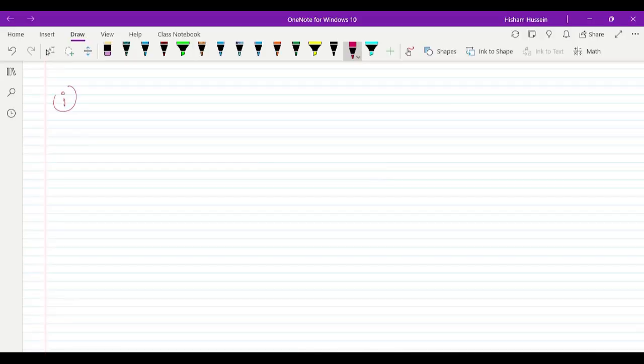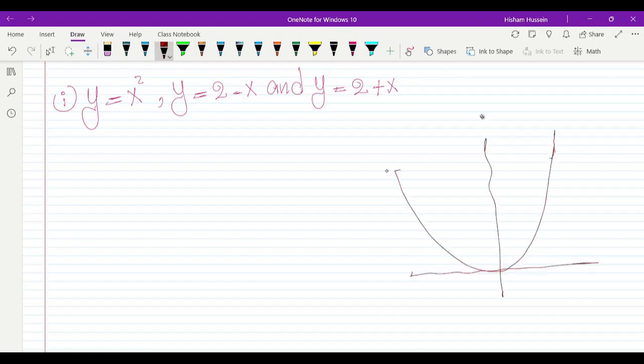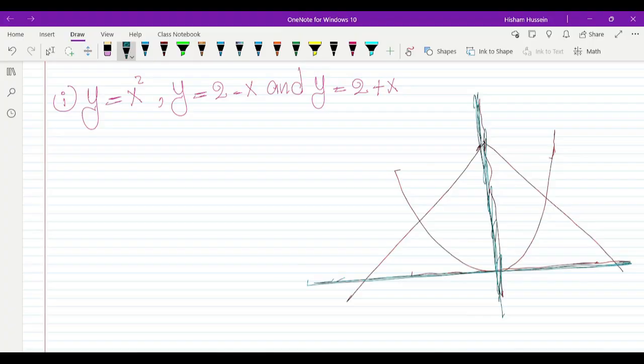Find the area between the curves. Here we have y equals x squared, y equals 2 minus x, and y equals 2 plus x. This is y equals x squared. This is y equals 2 minus x. This is y equals 2 plus x. X axis, y axis.